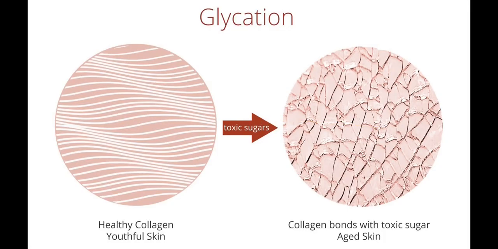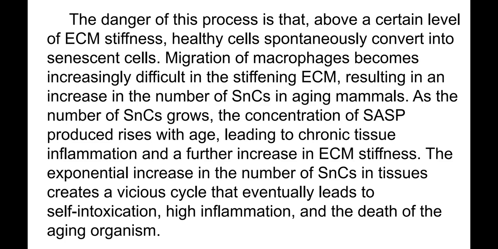Okay, so you see the glycation reaction is schematically presented. Collagen cross-links with sugar molecules, and then the whole extracellular matrix gets stiff, losing its elasticity. The danger of this process is that above a certain level of stiffness of the extracellular matrix, healthy cells spontaneously convert into senescent cells.